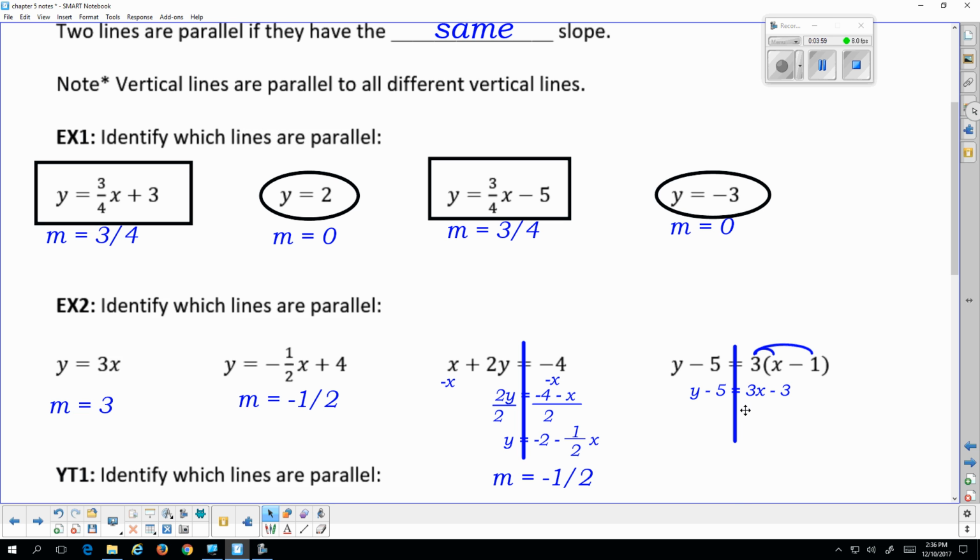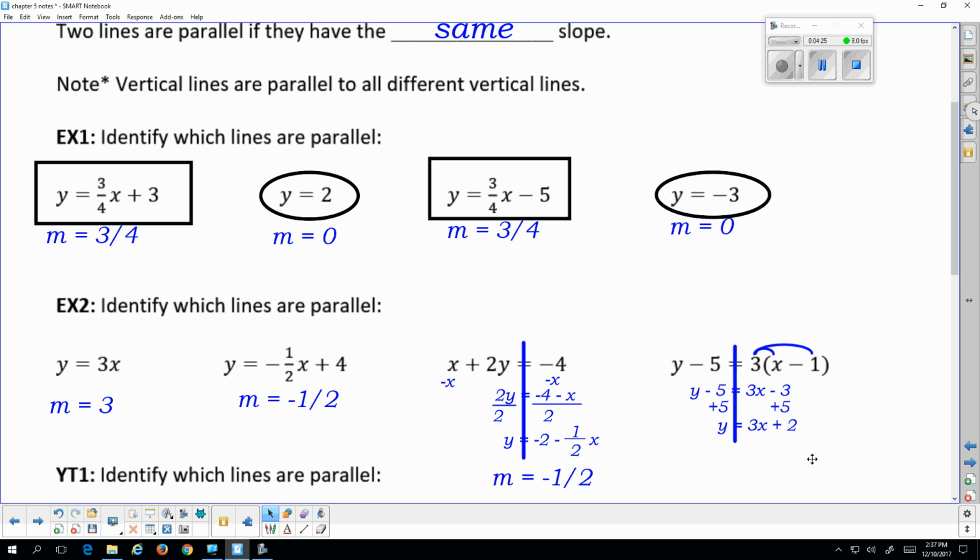Now what am I going to do to get y by itself? I'm going to add 5 to both sides, and when I add the 5 over here, I'm going to add it to the -3 because 5 doesn't have an x, and neither does 3. I wouldn't add it to the 3x because then it wouldn't be like terms. So now y is by itself, 3x stays the same, and now we just have to figure out what -3 plus 5 is. So what's -3 plus 5?